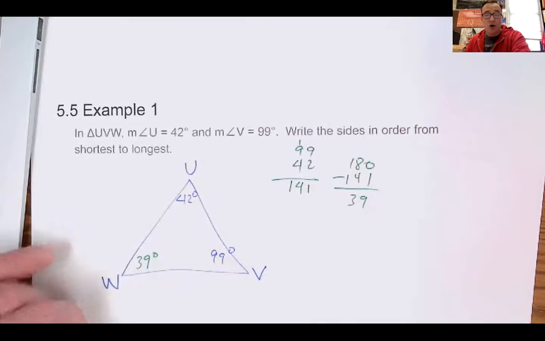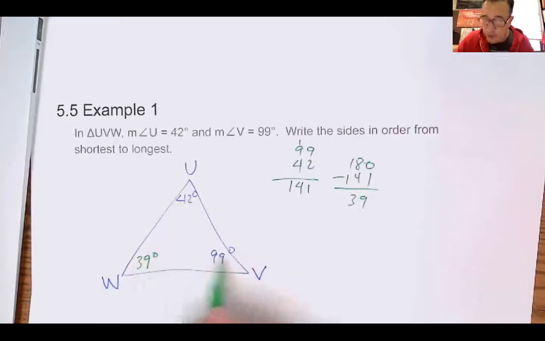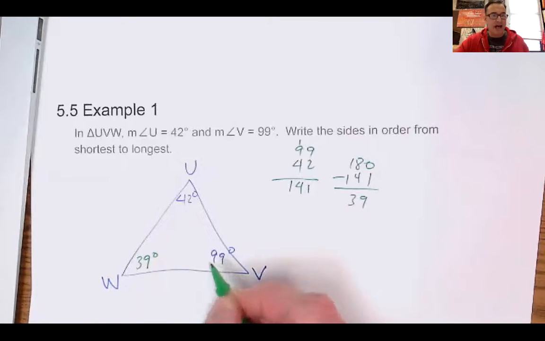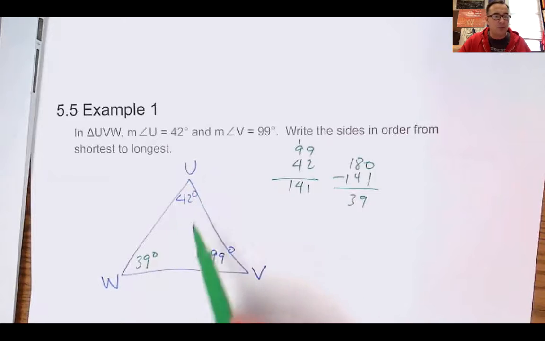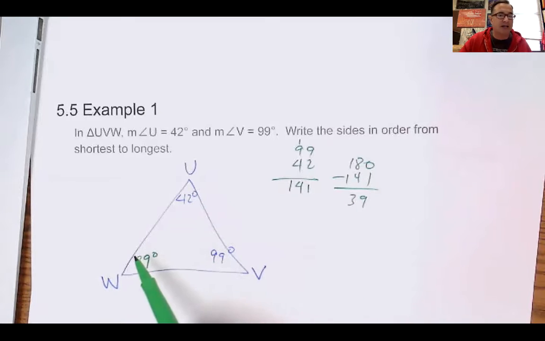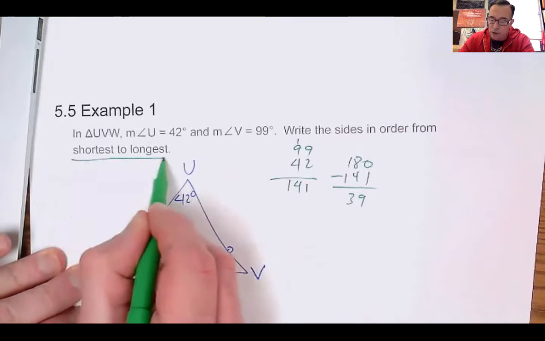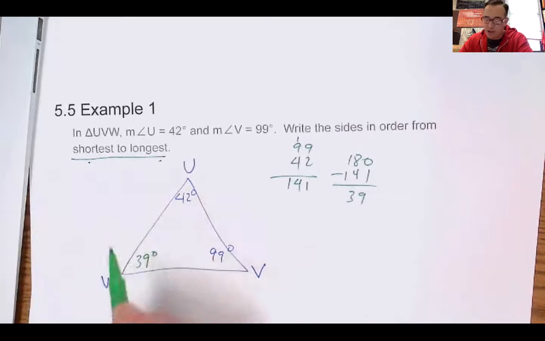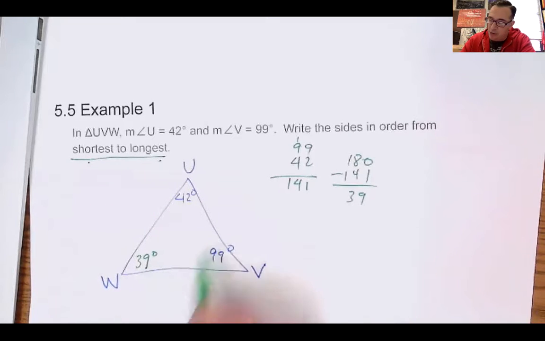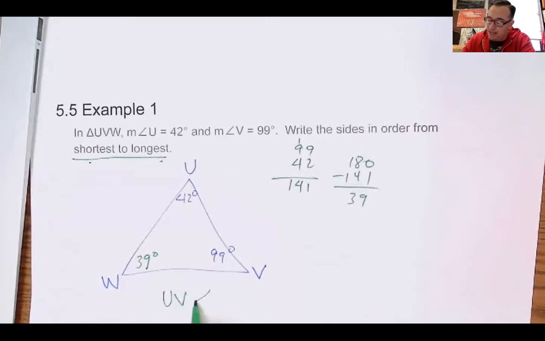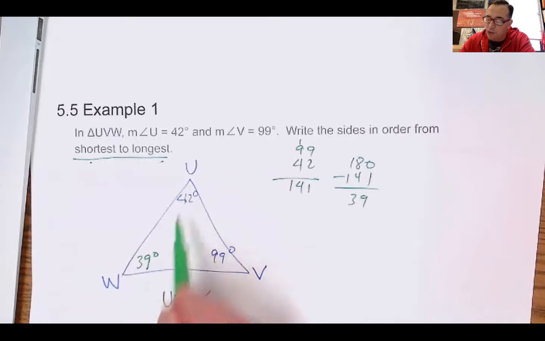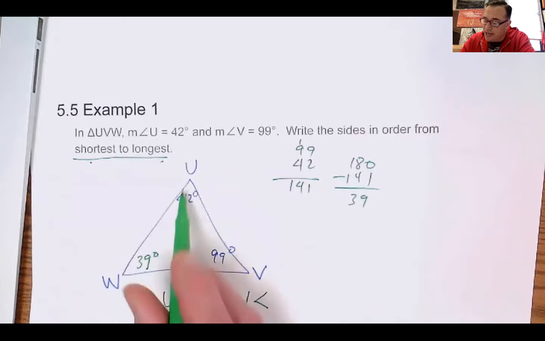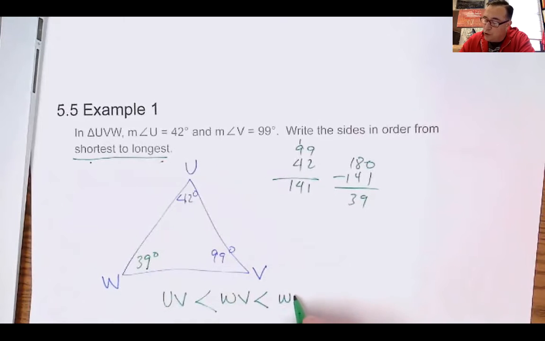So right now, we have the relationship between all three angles, which means the largest side is going to be opposite the 99, the middle side is going to be opposite the 42, and the smallest side is going to be opposite the 39. Do make sure that you're recognizing the order. I want shortest to longest. Smallest angle is 39. Smallest side is going to be UV. That is less than. Middle angle is 42. Middle angle is opposite that, so it is WV. And the largest angle is 99, so the largest side is opposite that with WU.